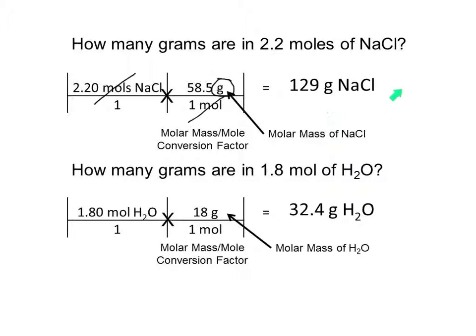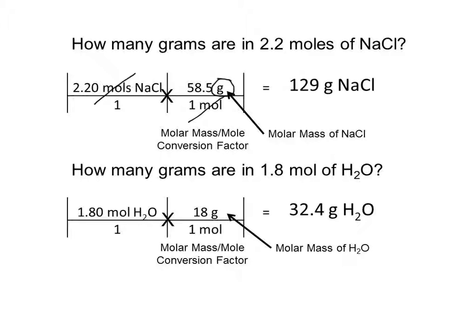If for some reason you have a smaller number here than you do moles, you most likely, as a lot of people do, have flipped this. So you'll have the 58 on the bottom instead of the 1 on the bottom and the 58 on top.